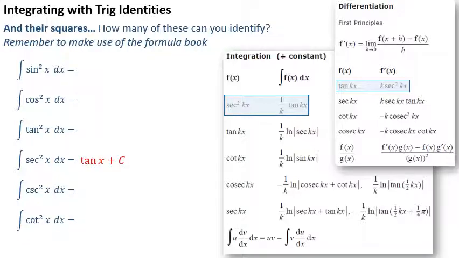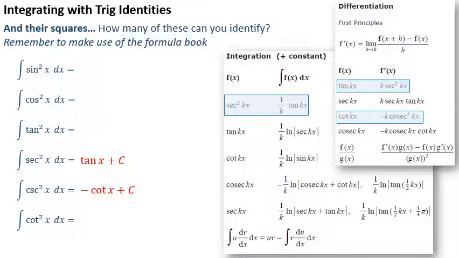Cosec squared, however, does not appear in the integration table. Fortunately, it does appear in the differentiation table. If you differentiate cot x, you get minus cosec squared x, which means if you integrate minus cosec squared x, you get cot x. And if you integrate positive cosec squared x, you just get the negative of cot x.